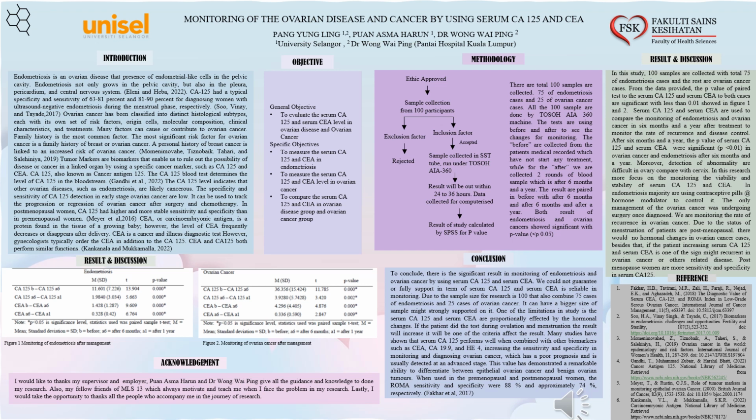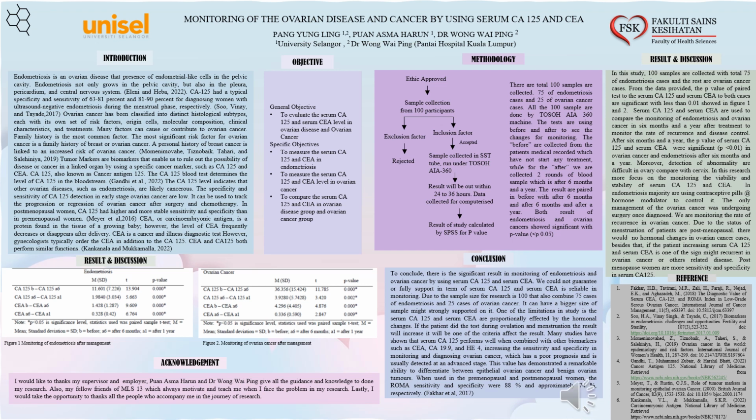The tests are done before and after to see the change for monitoring. The before results are collected from the patient medical records, which have not started any treatment, while for the after, we collected 2 rounds of blood samples, which is after 6 months and a year. The results are paired: before with 6 months, and 6 months with after a year. Both results of endometriosis and ovarian cancer show significance with p-value less than 0.05.